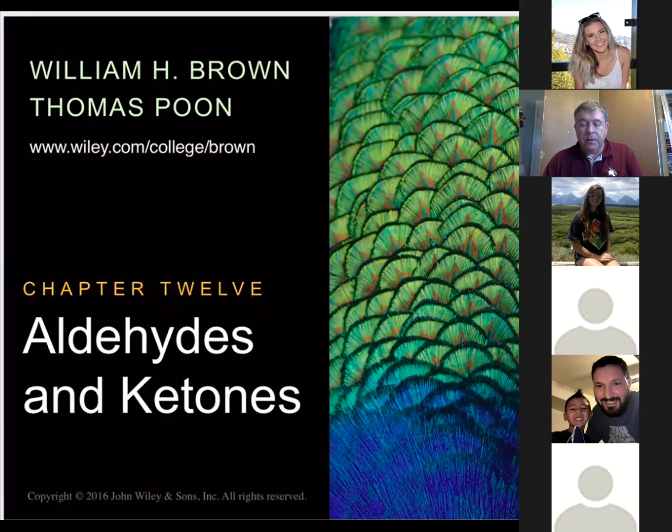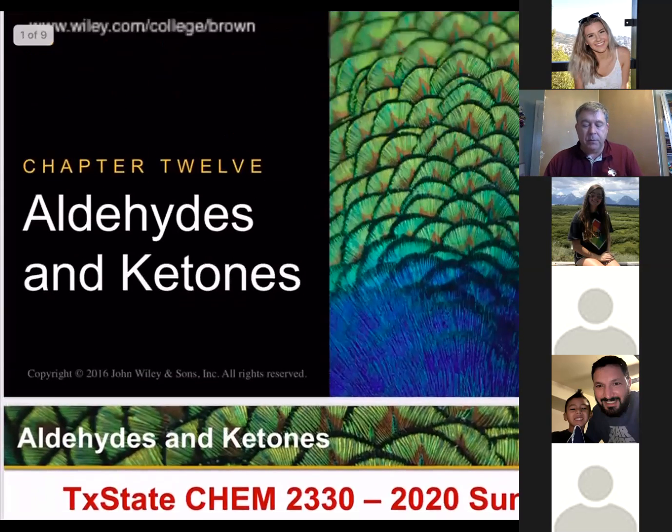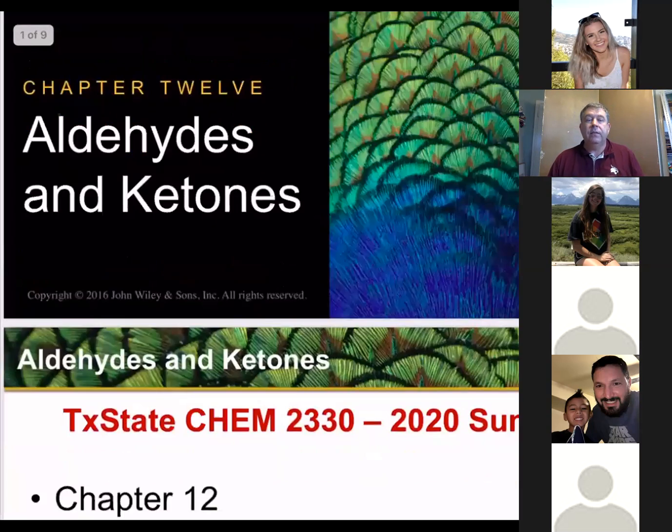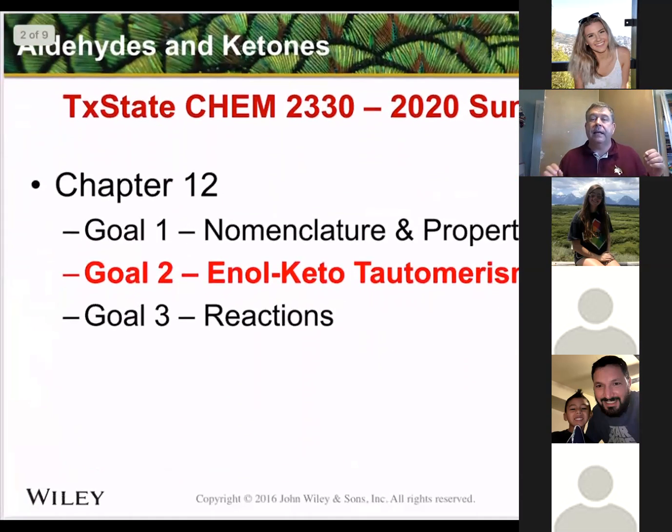Okay. So we're going to continue on with our chapter 12, Aldehydes and Ketones, with the primary feature being, of course, that ketone or that carbonyl group. That ketone/carbonyl group is really one of the best groups. It has a lot of features to it, and one of the weird features it has is what we call enol-keto tautomerism.